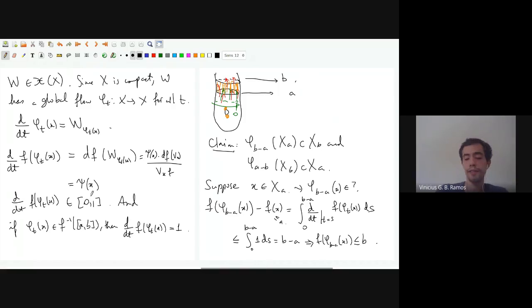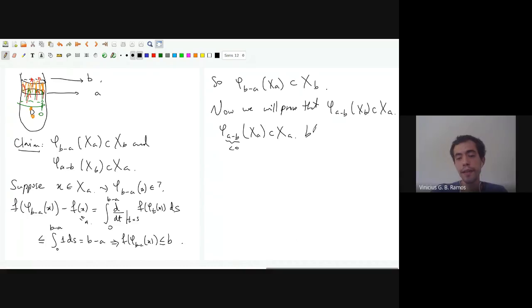This is because d/dt of phi t is bigger than or equal to 0. So if I take the time, a negative time, sorry, of f of this, then it has to decrease the value of f. Okay, so if I have something where f is less than or equal to a, then when I apply the flow, f is going to be smaller.